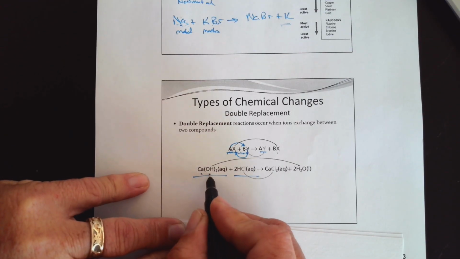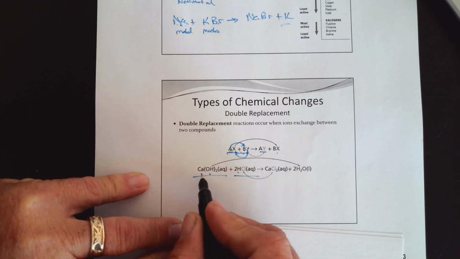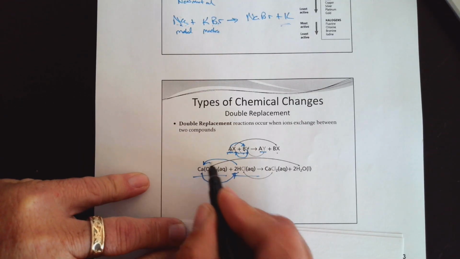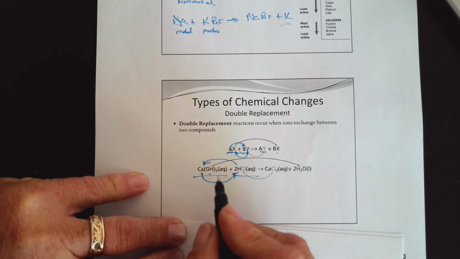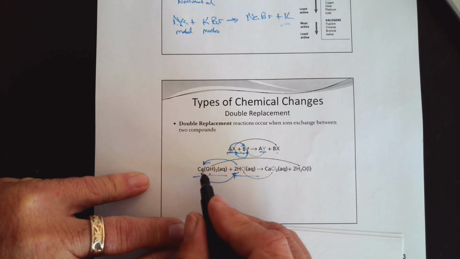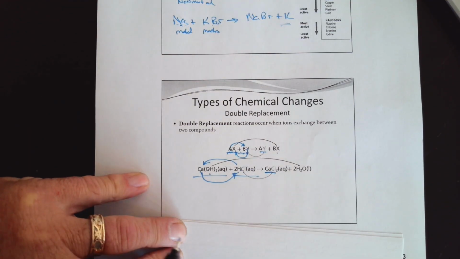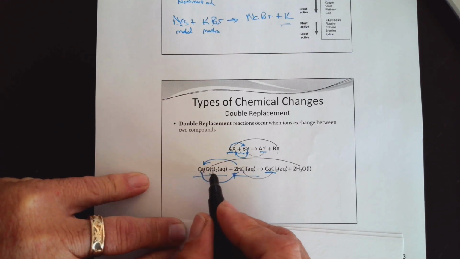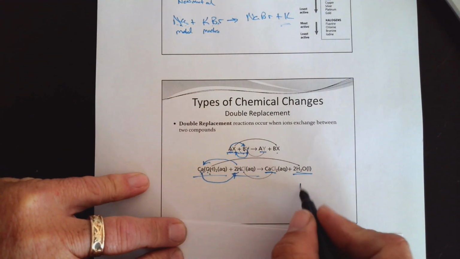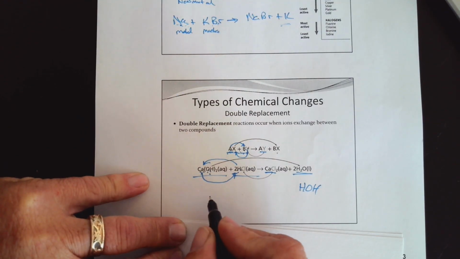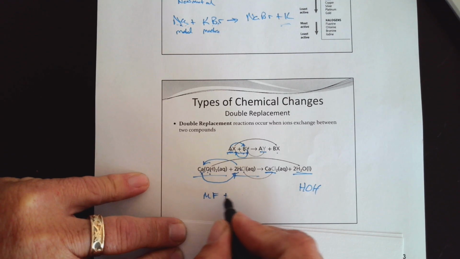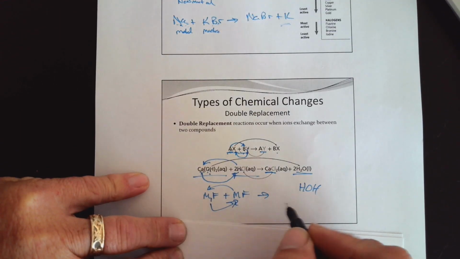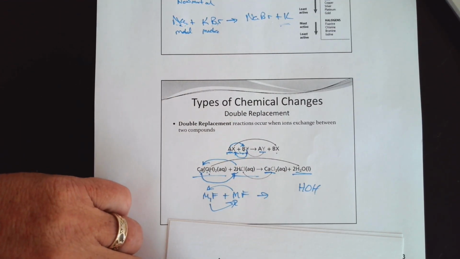I have calcium hydroxide, and I have hydrogen and chlorine. Calcium is going to go with the chlorine, and the hydrogen is going to flip and go with the hydroxide. So on the product side, I have calcium chloride. Here, the hydrogen is going to replace the calcium, so I'm going to have hydrogen hydroxide, which we know is water. Again, you can almost think of this as couples dancing, and the males switch partners, and I have two new partners dancing.